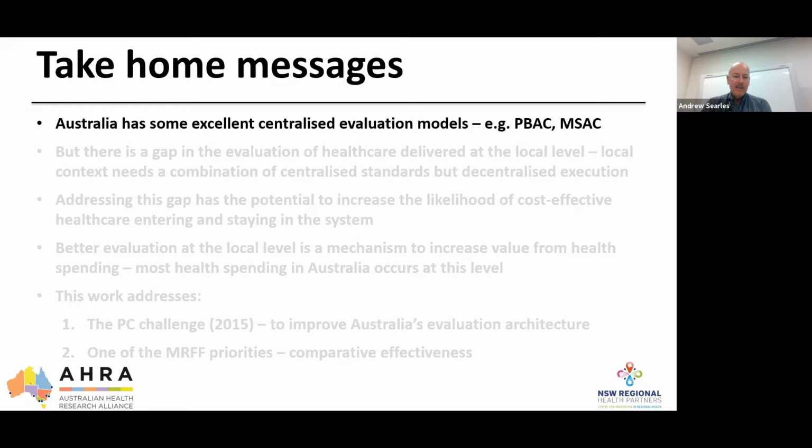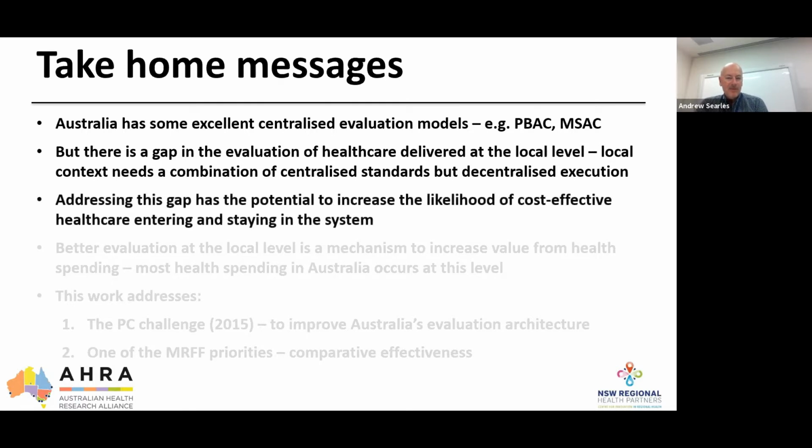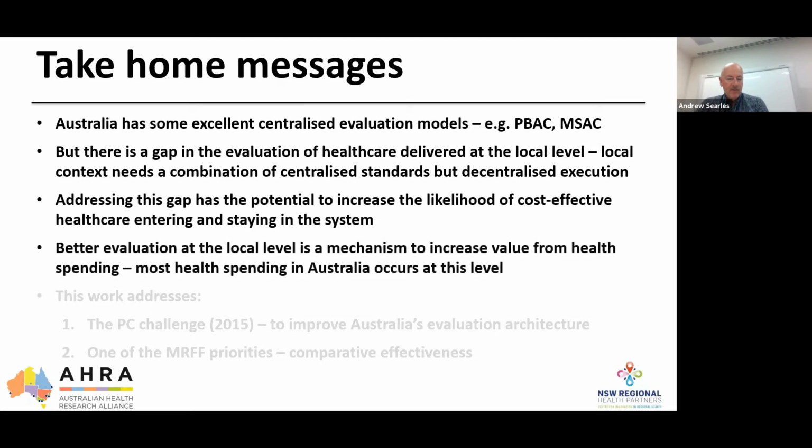However, there is a gap in the evaluation of healthcare when it's delivered at the local level. And this is where we need to take account of local context. Our recommendation here, and one of the key messages, is a combination of centralised standards but decentralised execution. Addressing the gap has the potential to increase the likelihood that we're going to have cost-effective healthcare entering and staying within the health system. And better evaluation at the local level is a mechanism to increase value from health spending.